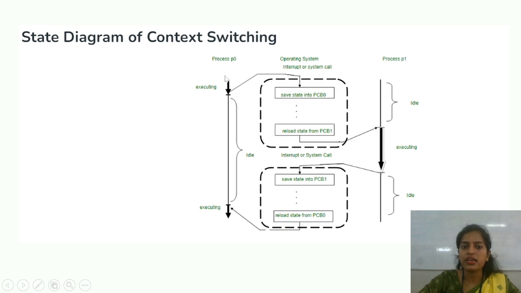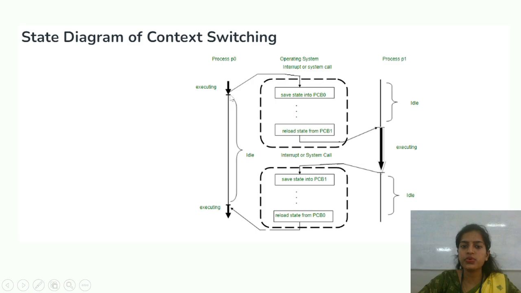Suppose process 0 is executing, that means the CPU is executing process 0, and after some time there is an interrupt or system call. So now context switching must take place. That means process 0 must be stopped from its execution by the CPU. It has to switch to process 1 whenever there is an interrupt or a system call. So we know the different cases in which context switching takes place: whenever there is an interrupt or system call or utilization of hardware devices. These are the different cases in which the CPU switches from one process to another.